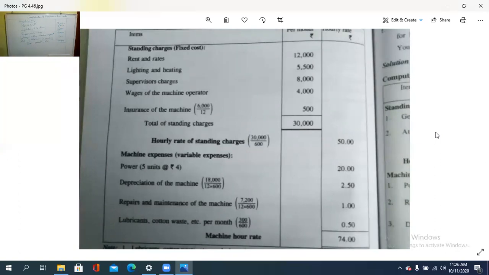30,000 is the standing charges. Then the hourly rate of standing charges, that is 30,000 divided by 600, that is given in the question. So how much? 500. Oh sorry, 50. 6 5s are 30. So 50. 50 is the hourly rate. We need to find the per hour rate. Now find the variable expenses in the same way.